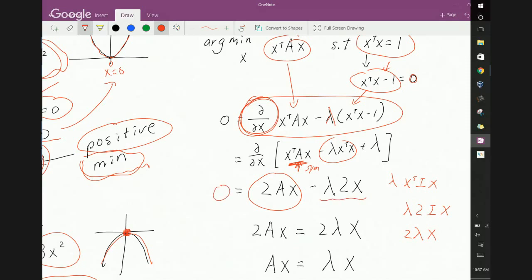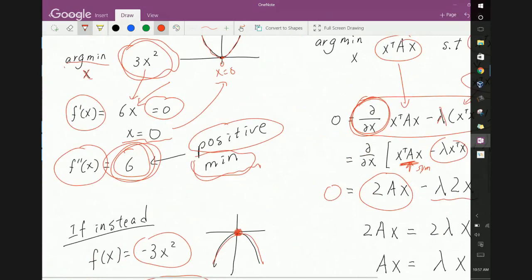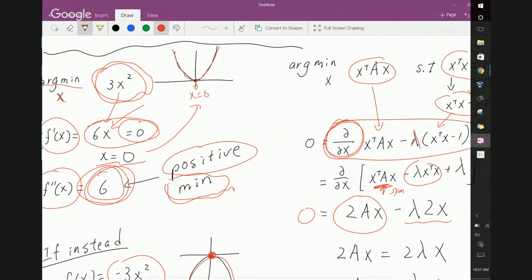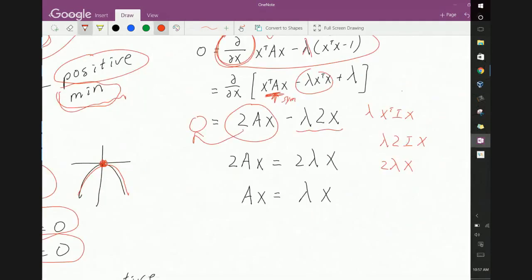And we set this expression to 0, just like this part over here. Set it to 0. And move this to the other side. Now we have this expression, which we can just cancel the 2. And that leads us to this final form.